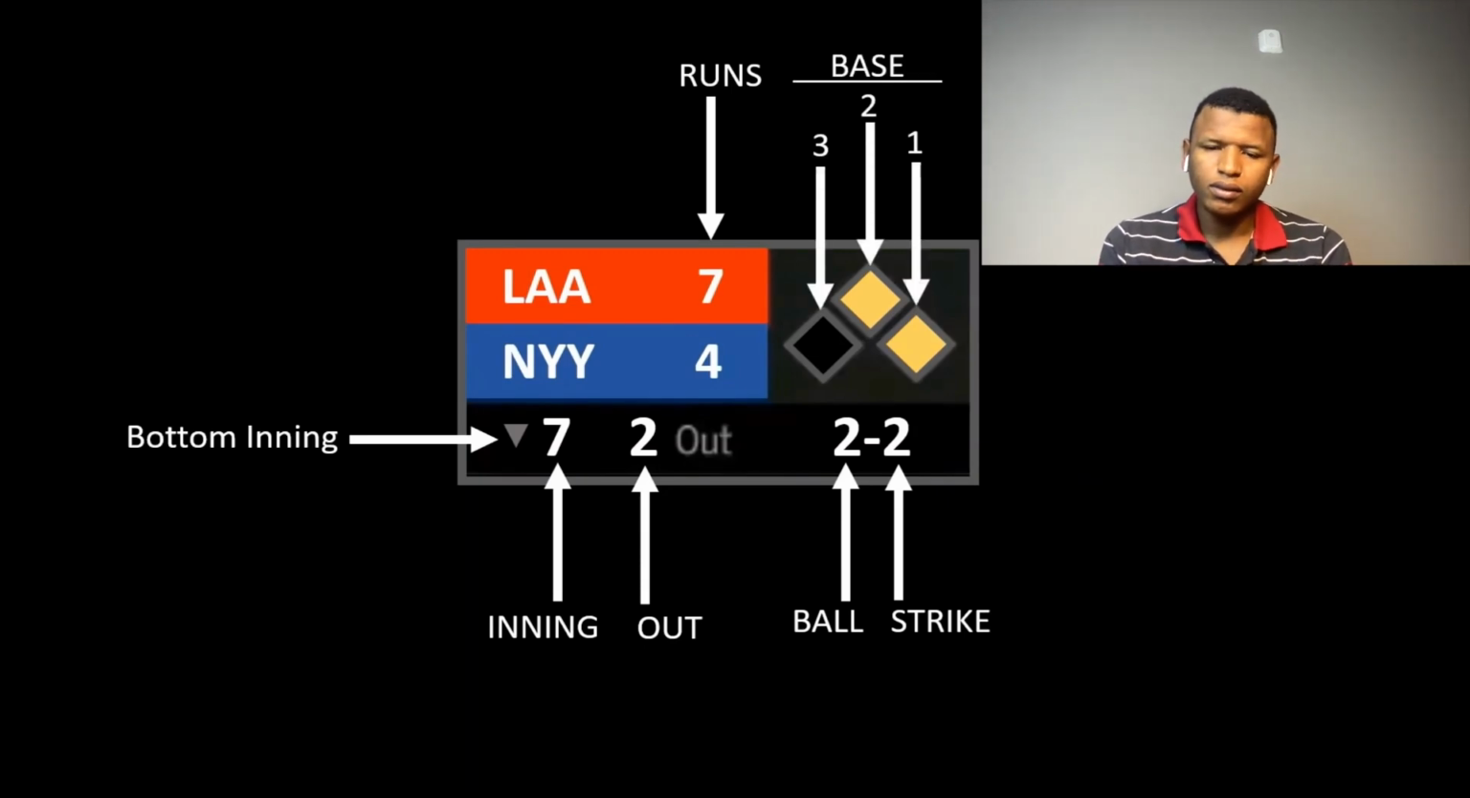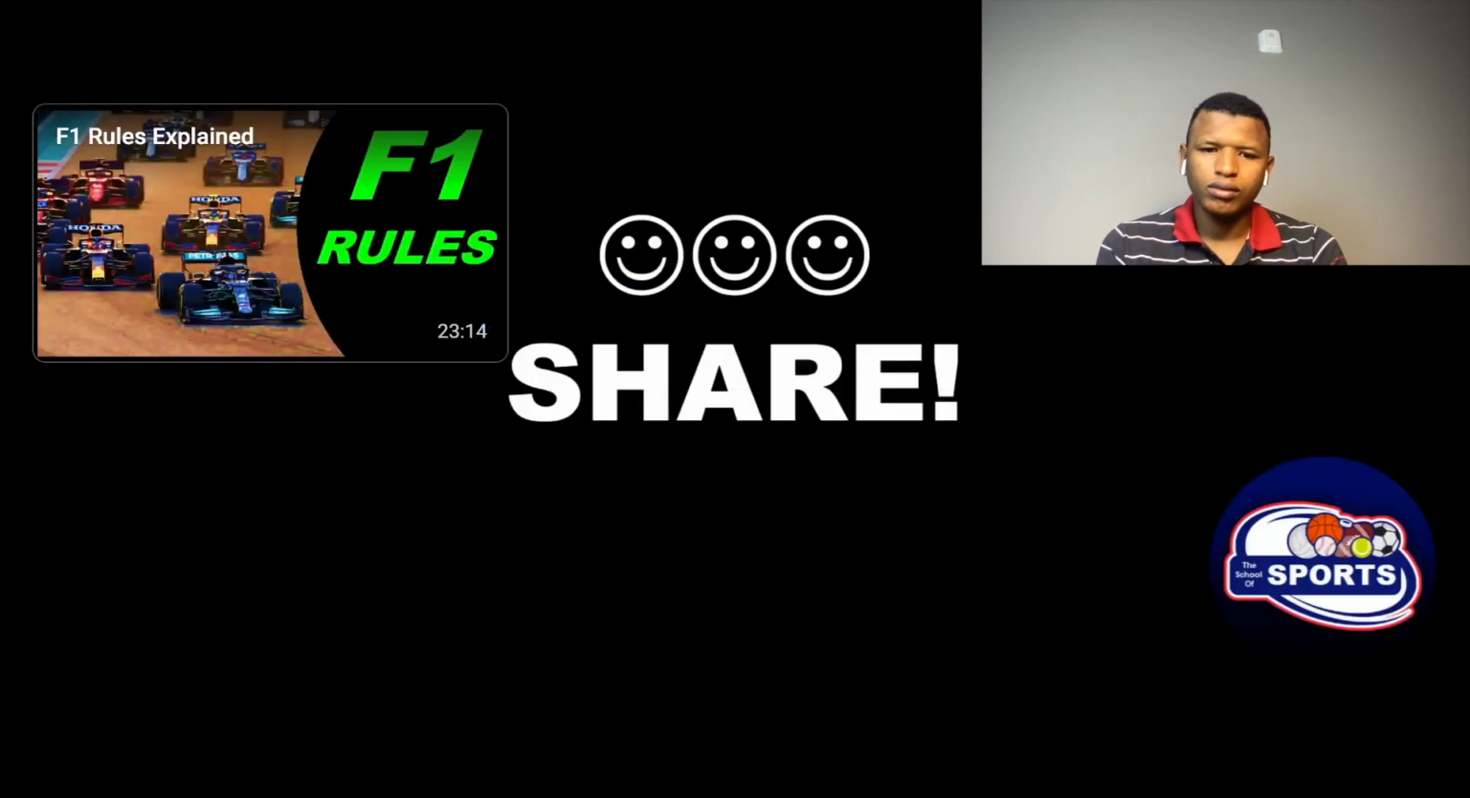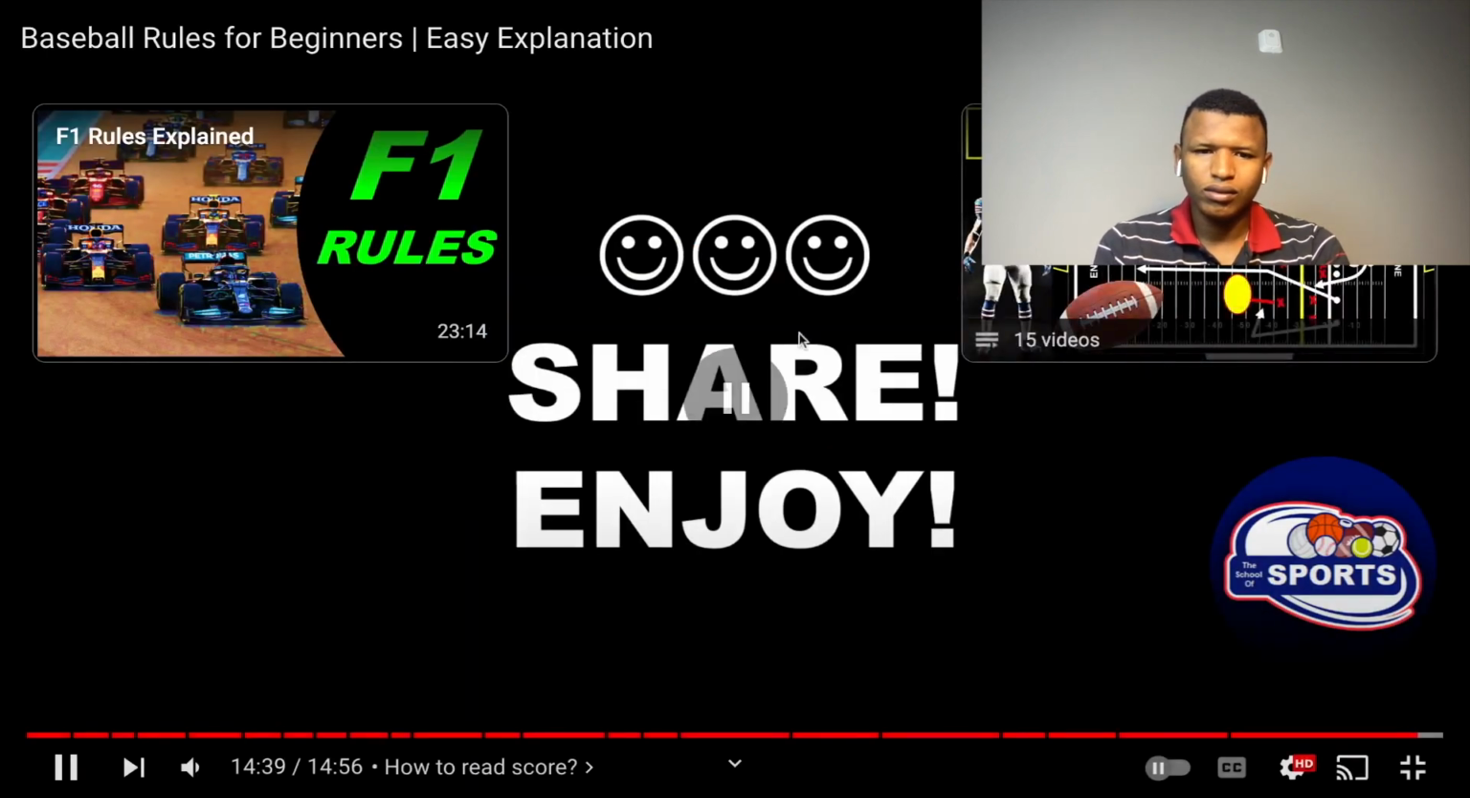On the bases, you see the first and second are yellowish, which means there's a player standing on first base and second base. Now, if the batter hits a home run, the batter, the player on the first base, and the player on the second base would get 3 runs. So NYY would have 7 runs. So it's a close game. Right now, LAA is leading, but it's a close game. So that's how you can make out from the scoreboard how the match is going. That's all from my side. I hope you liked it.